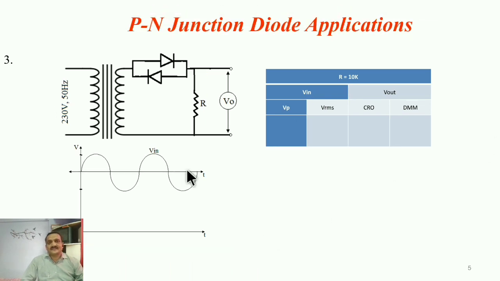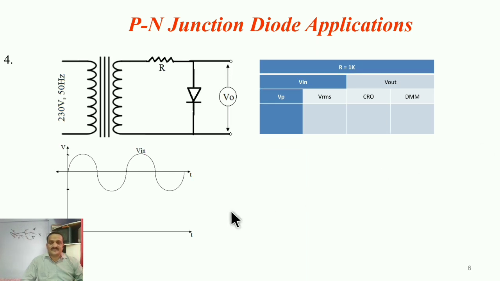Now in this case, two diodes are connected. What will be the output? Just think over it properly and try to find out all these values, or try to implement the same circuit using simulation software and try to obtain that output on the CRO, as well as try to measure it by using a voltmeter. Now in this case, see, the diode is connected in parallel. In previous cases it was in series.